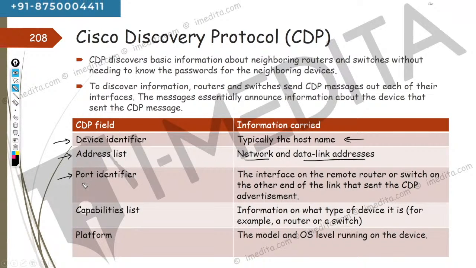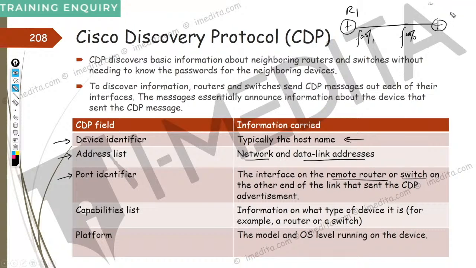Port identifier tells the interface on the remote router or switch. So basically, let's say R1 is connected on FastEthernet 0/1 to FastEthernet 0/0 of R2. Then R1 will inform R2 in the CDP message that I have a connection with you on my FastEthernet 0/1 interface. This is the port identifier part.